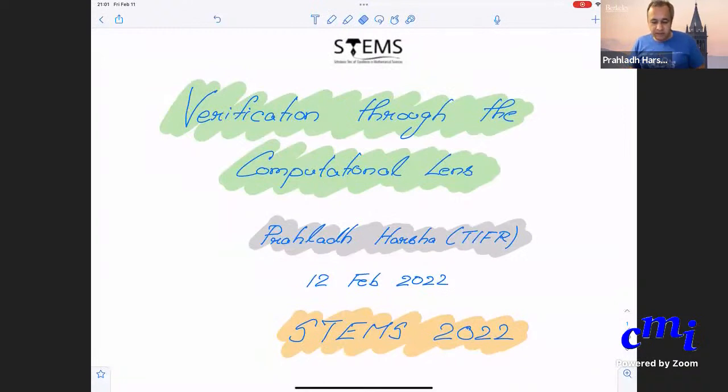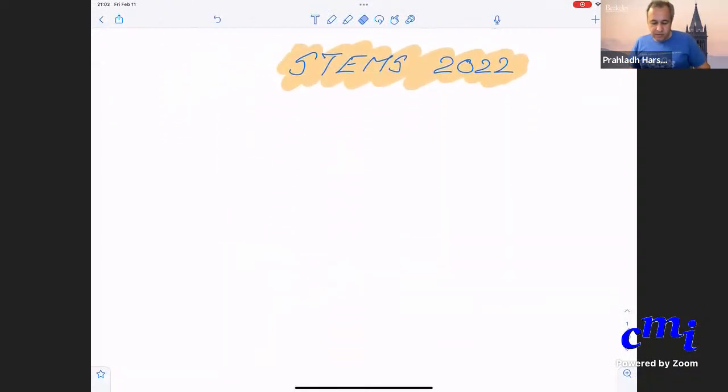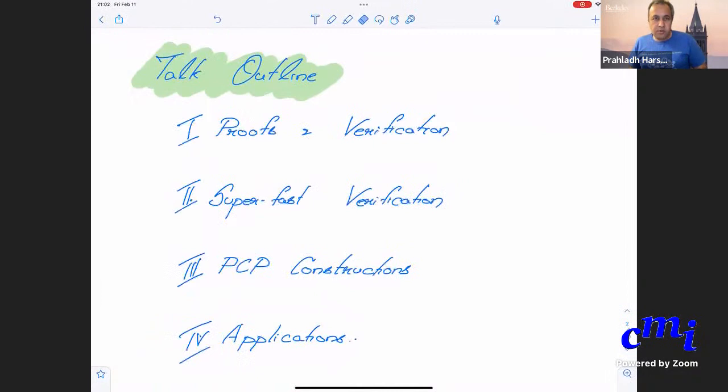Okay, let's get started. Roughly what I plan to do in the talk is the following. I'll be trying to cover the following four things. I'll start off with an introduction of what proofs are and what verification means, and we'll look at both of these from the computational perspective. Proofs have, of course, always been there in mathematics since time immemorial, but we'll look at it more from the computational angle.